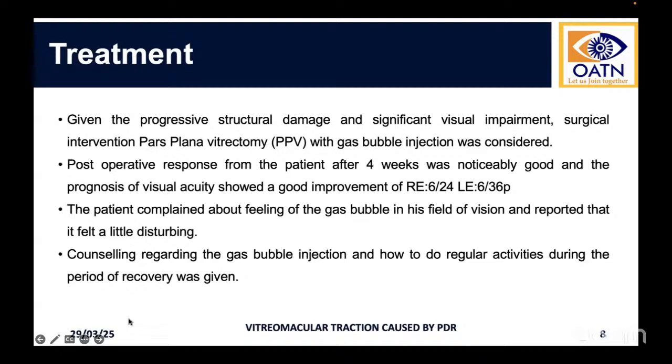The treatment given to the patient, because of the severe structural damage and visual impairment, was pars plana vitrectomy with gas bubble injection. After a review of 4 weeks, his visual progression was good, and he showed a good improvement in the left eye. He has gone from 2/60 to 6/36 partial.